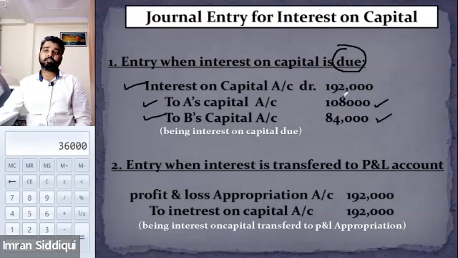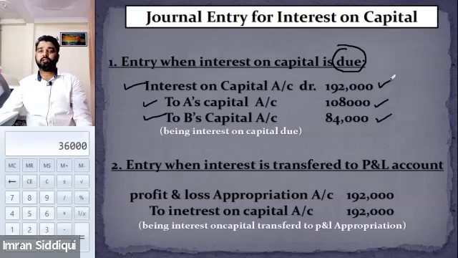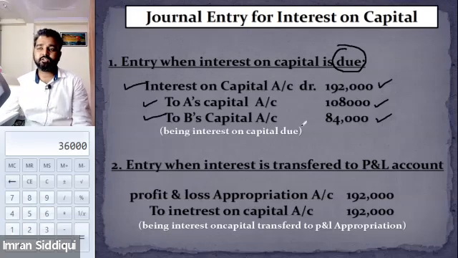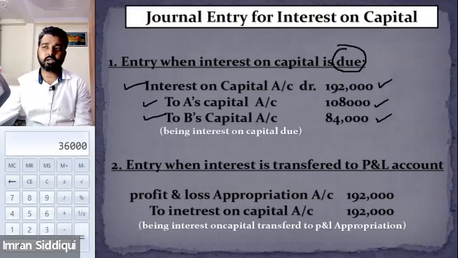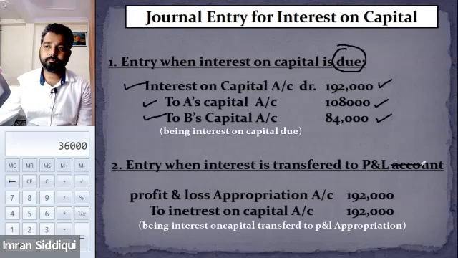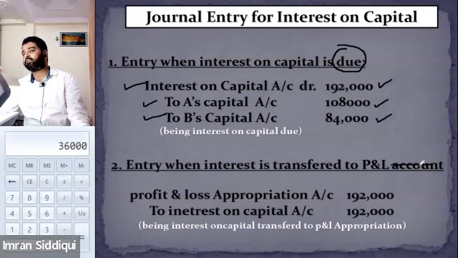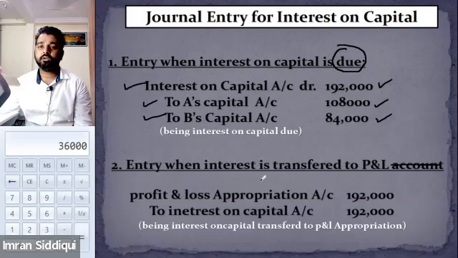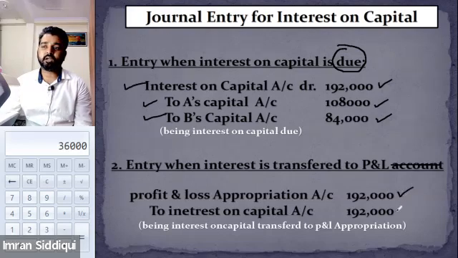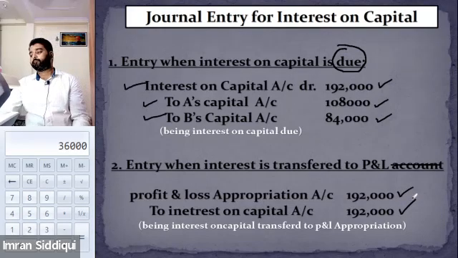So now we will simply add these two values and we will get 1,92,000. And finally, when it needs to be transferred to the P&L appropriation account, this will be P&L appropriation. Please make the correction when you note it down. So profit and loss appropriation account debit to interest on capital. This will be the general entry when it is transferred to the P&L appropriation.